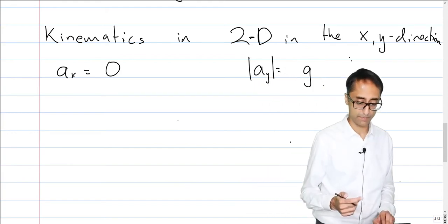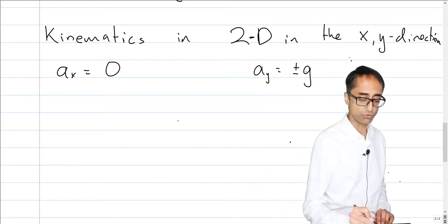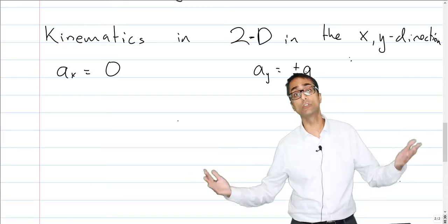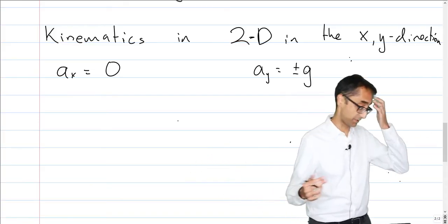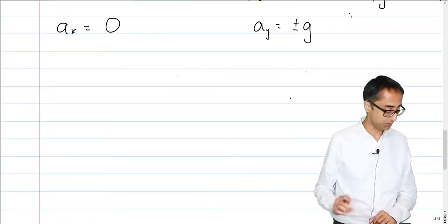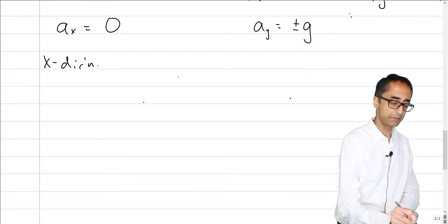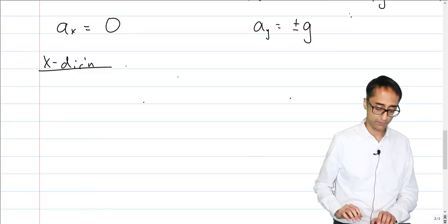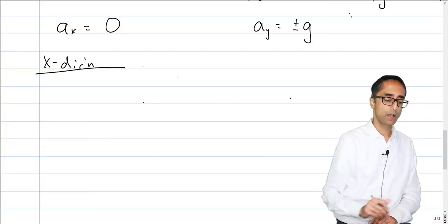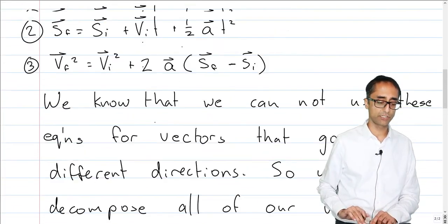I guess another way we could write it, maybe it's better, is this could be plus or minus, depending on which way you have set as your positive direction. All right, let's write these equations down. The x one is the easier one. I'll start there. Okay, so I'm writing the x direction equations where the acceleration is equal to 0.